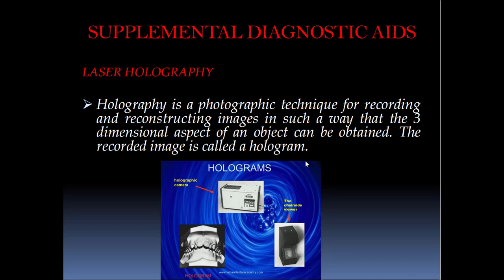Coming to laser holography. Holography is a photographic technique for recording and reconstructing images in such a way that the three-dimensional aspect of an object can be obtained. The recorded image is called a hologram. So it is a method of reconstructing 3D images such as study models. That 3D image can be stored as a soft copy in the computer.